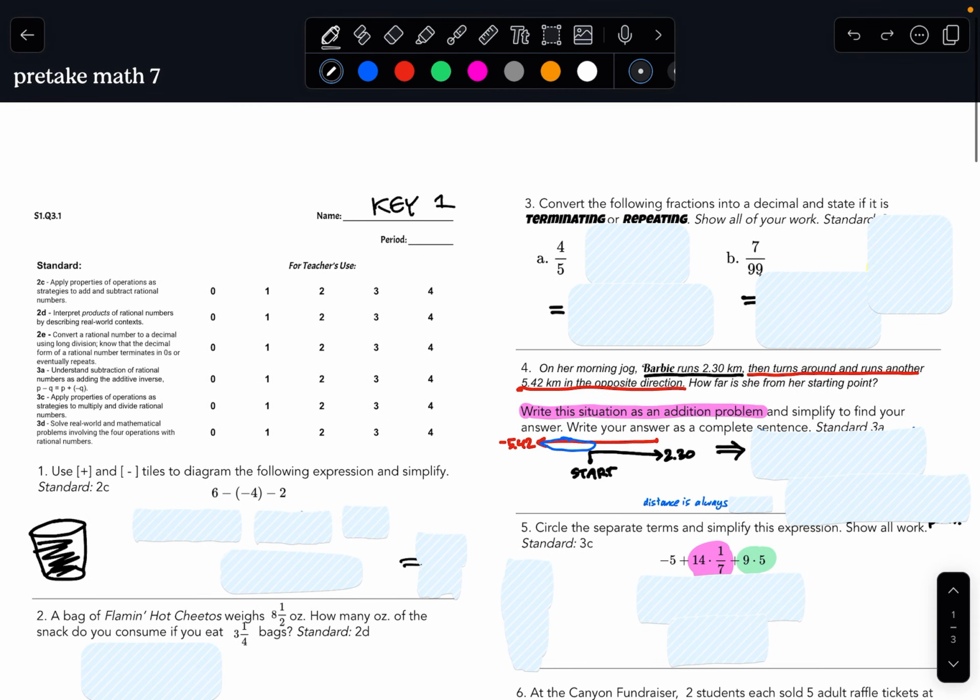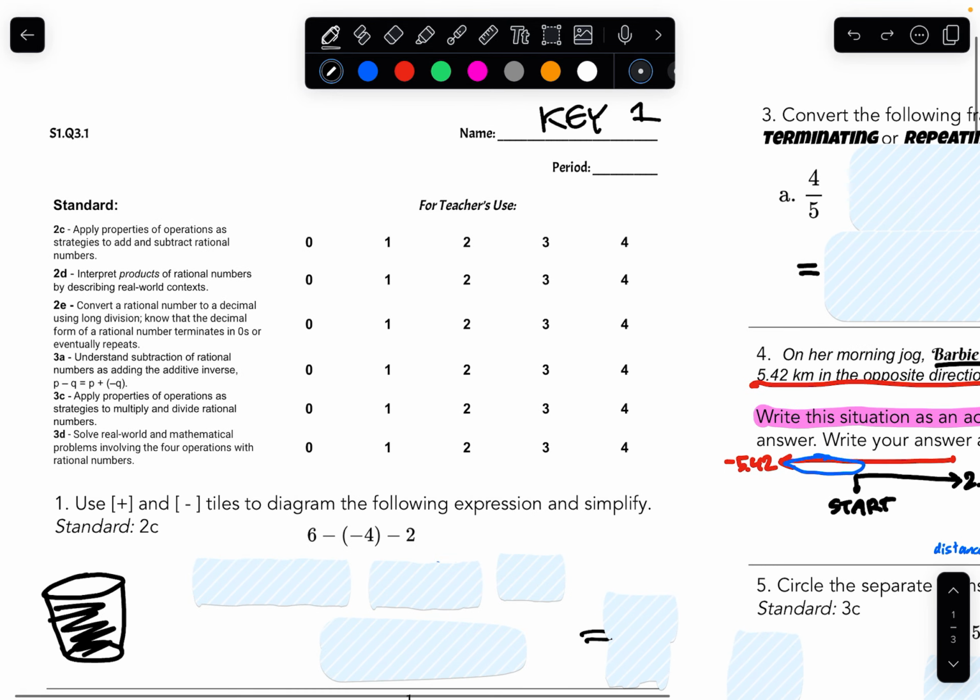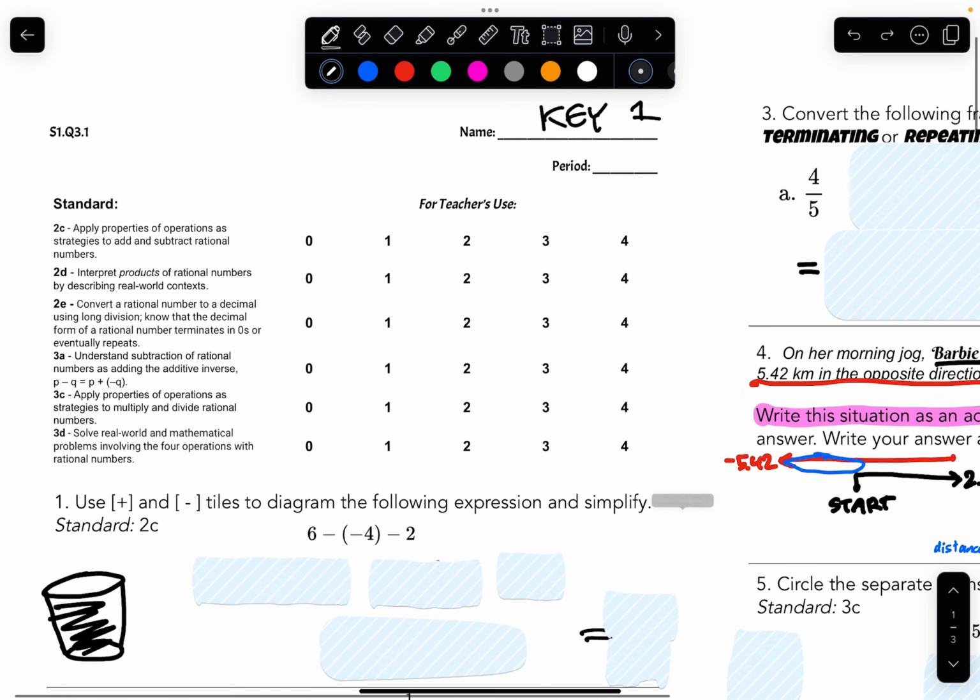We're going to be going over Pretake for Math 7, starting with question 1. So if you have version 1, we're going to go over version 1 first. And if you have version 2, we're going to go over version 2 second.